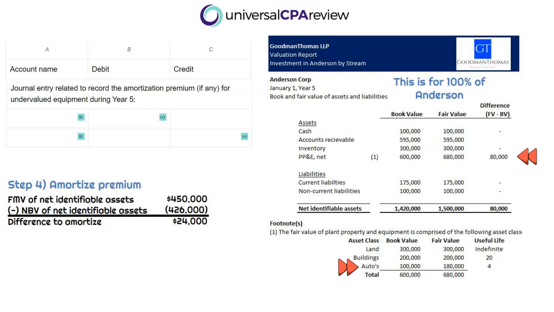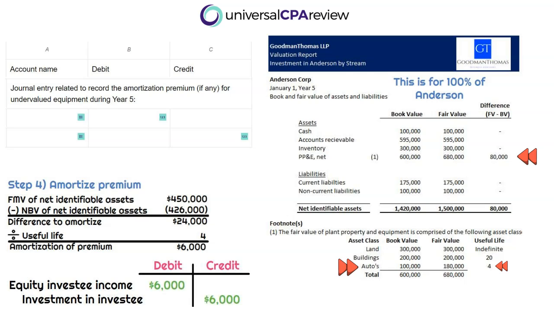Now, since it's specifically related to the auto, which has a remaining useful life of 4 years, then we divide that 24,000 by 4, and that means the amount to amortize in the current year and for the 3 subsequent years will be $6,000. So the journal entry, well, the debit is to equity in investee income. Now, this is basically reducing the income we already recorded related to our share of the net income. Right? We're not impacting amortization expense.